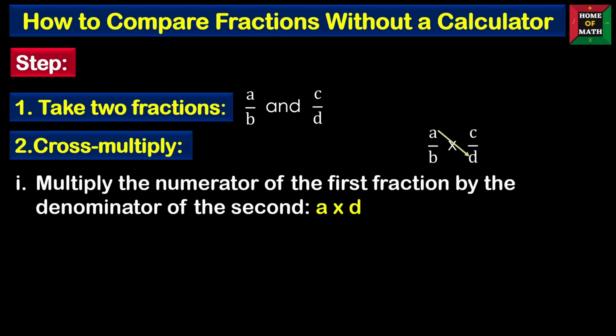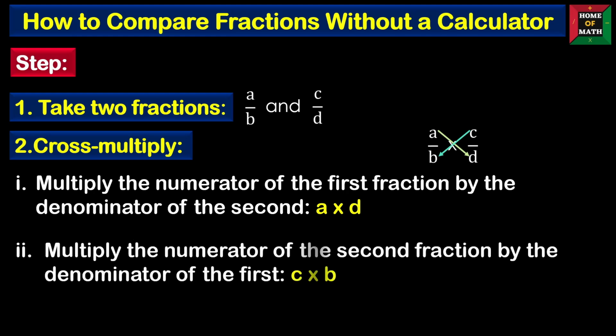First one, we will multiply the numerator of the first fraction and the denominator of the second. It's a product, a times d. Second, multiply the numerator of the second fraction by the denominator of the first fraction, c times b. Now we will compare.